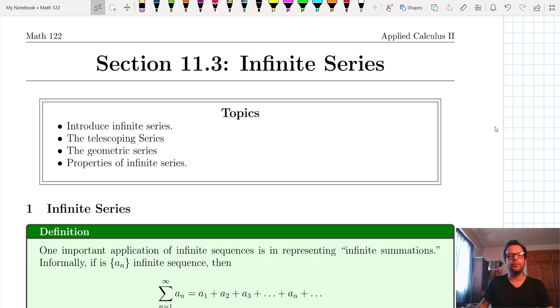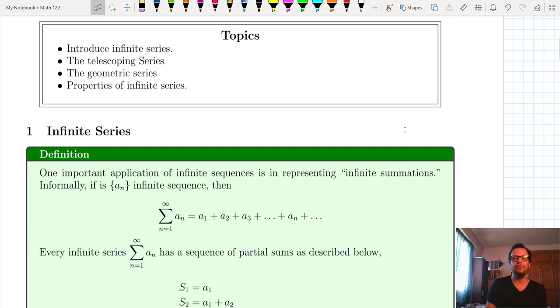Hello everyone, so today we continue moving on with this chapter, infinite sequences and series. In this case, we move on with section 11.3, infinite series. Okay, what is the difference between an infinite series and an infinite sequence? Number one, as opposed to an infinite sequence, let me provide a brief example.